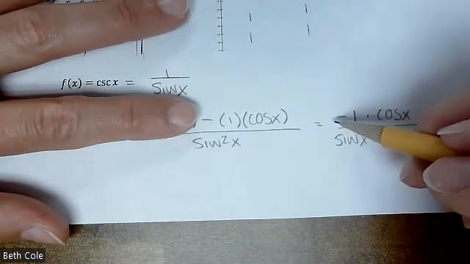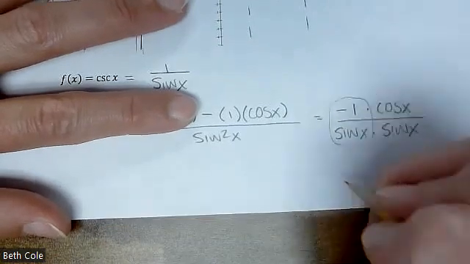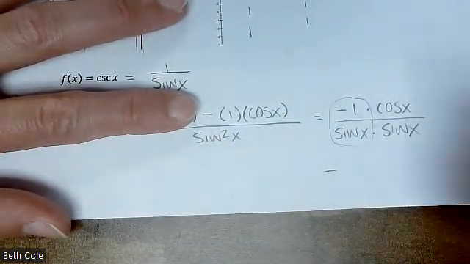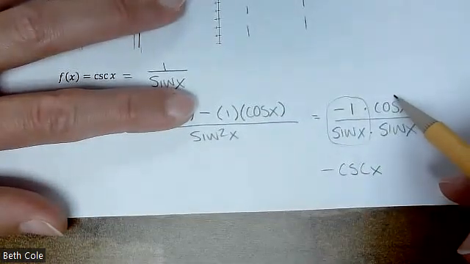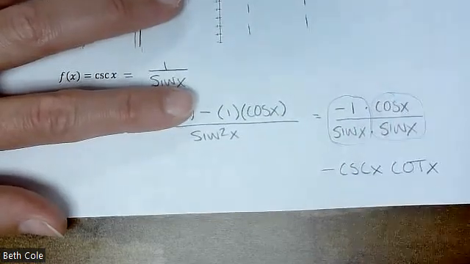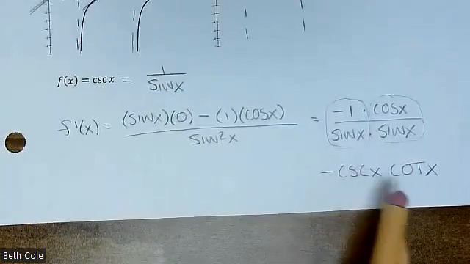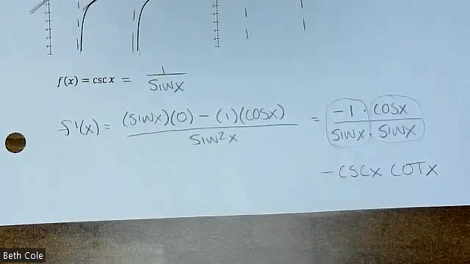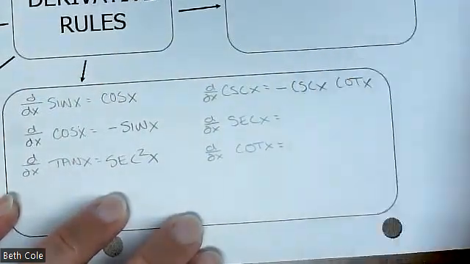And then I'm going to split this into these two parts. How can I rewrite this? -1 over sine. Well, that would be negative cosecant. Good. Remember your identities. And then does anyone remember cosine over sine? Good. So that is your derivative for cosecant. It is negative cosecant cotangent. So you can add that to your bubble sheet. So derivative for cosecant is negative cosecant cotangent.